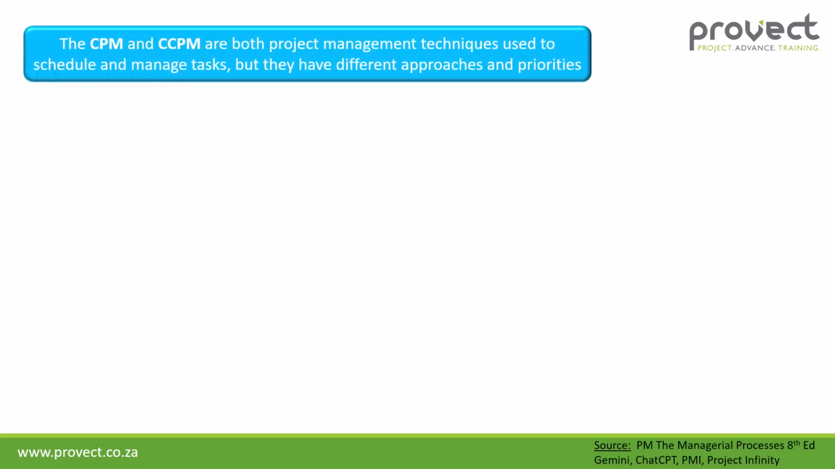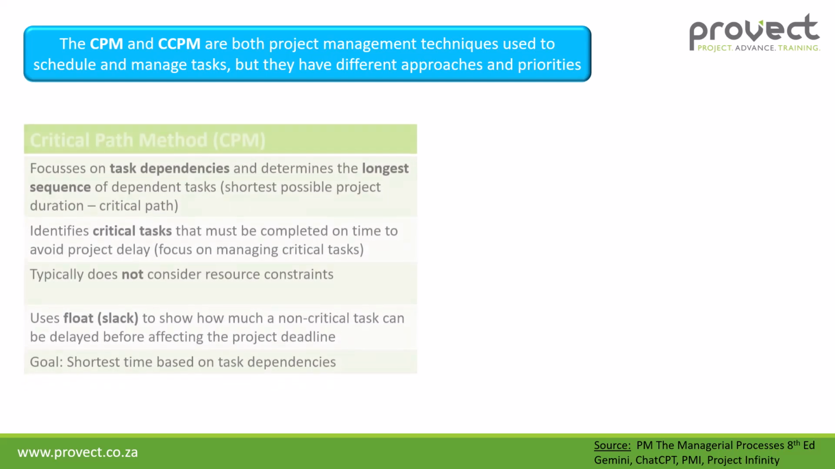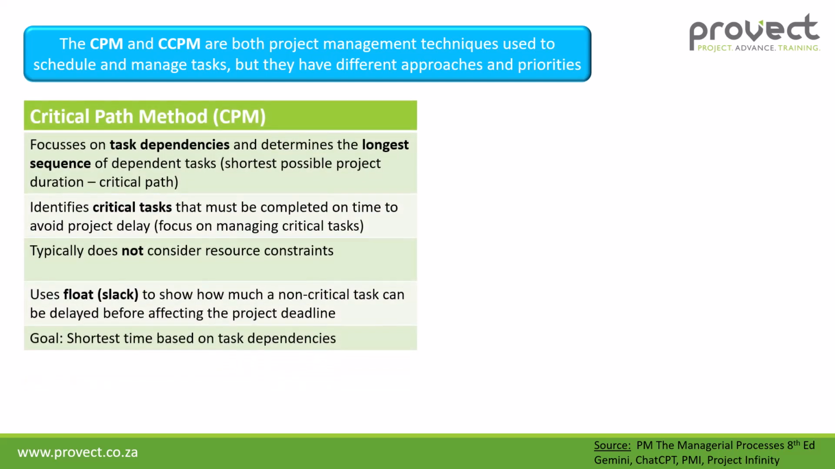Now, your critical path method and your critical chain project management are both project management techniques that are used to schedule and manage tasks, but they have different approaches and priorities. So our critical path method focuses on your task dependencies and determines your longest sequence of dependent tasks. So that's the shortest possible project duration, which is also referred to as our critical path. It identifies critical tasks that must be completed on time to avoid your project delay. So it focuses on managing your critical tasks on our project. It typically does not consider resource constraints.